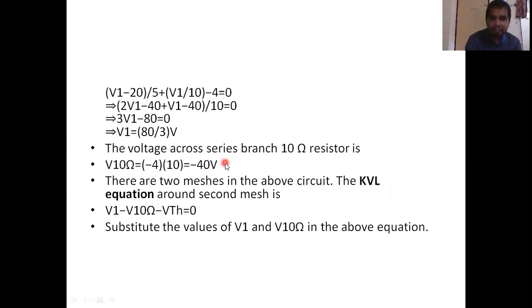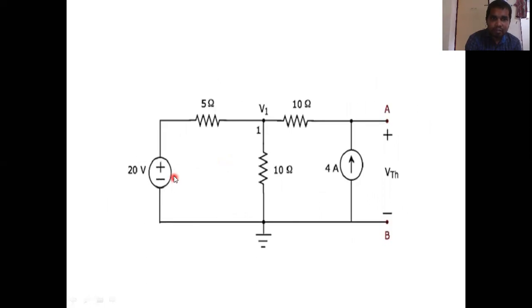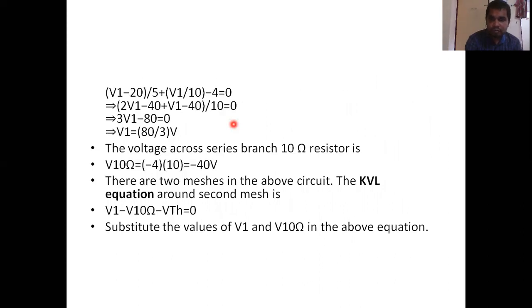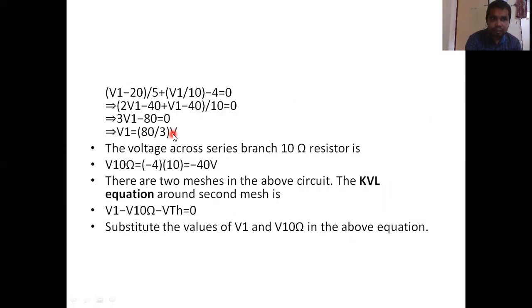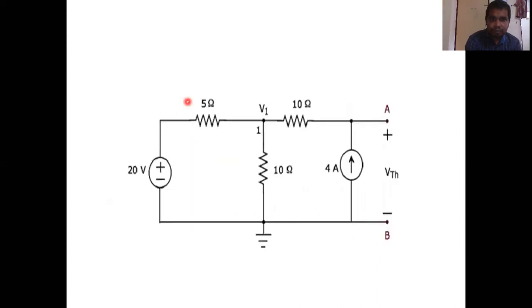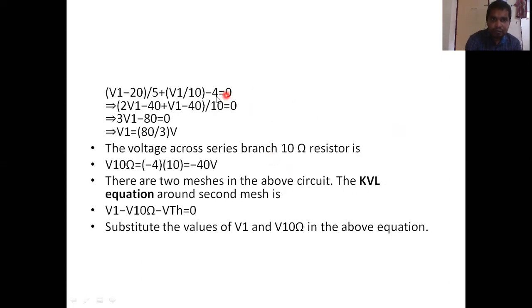V1 minus 25 by 5 means a current is marked in this direction. V1 minus 20 by 5, not this way. It means a current is going this way. And plus V1 by 10 means another current is going this way, branch V1 by 10. This is outgoing current, this is outgoing current, and this is incoming current. So that's why here it is marked minus 4 ampere, right?